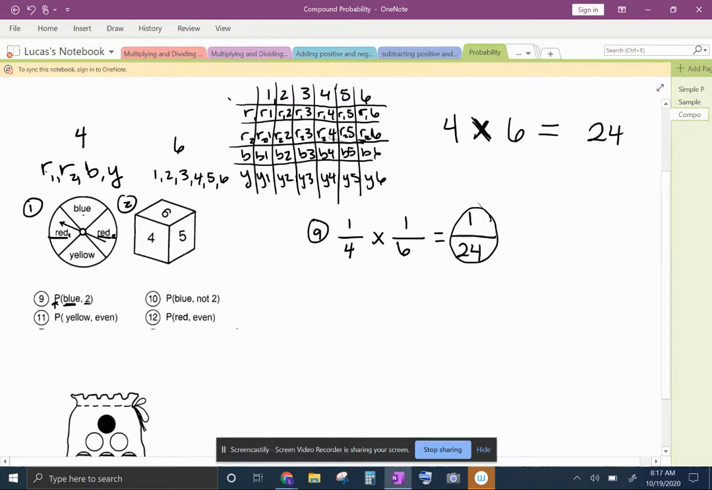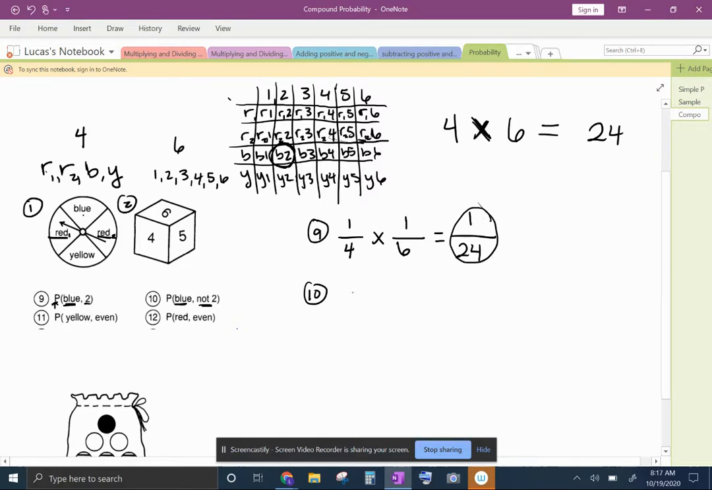Now let's look up here in our sample space, because the blue 2 is right here. That's 1. There's no other blue 2s. And there's 24 in the sample space, so this proves to be true. So let's go to number 10. Number 10 says the probability of rolling a blue and then a not 2.